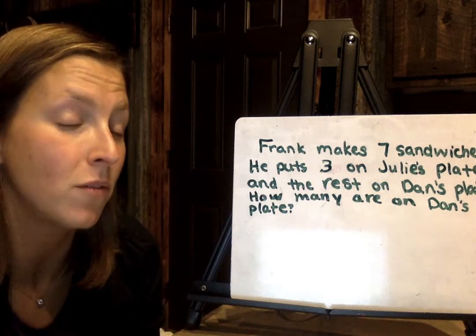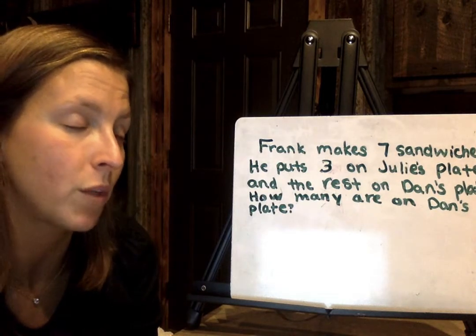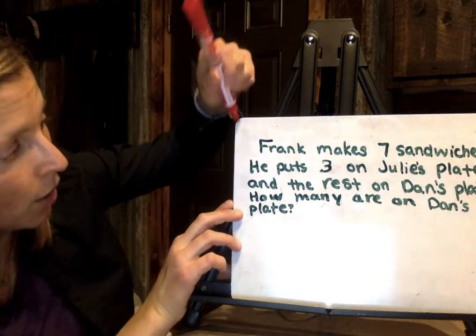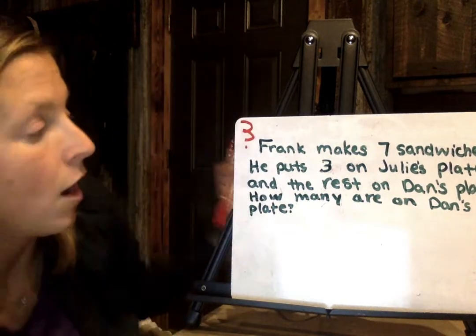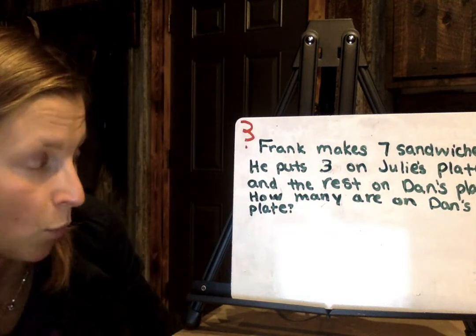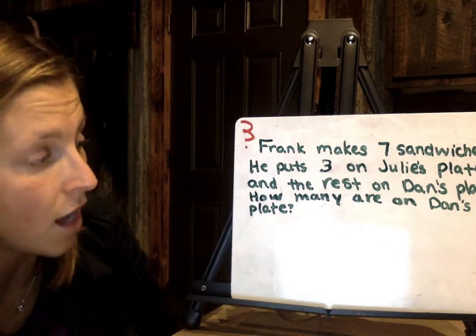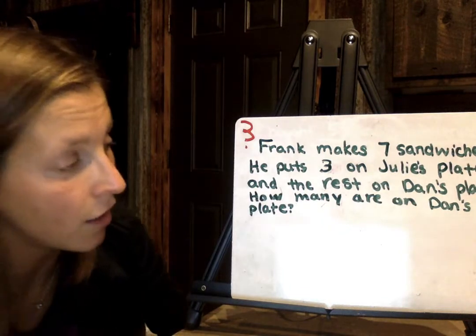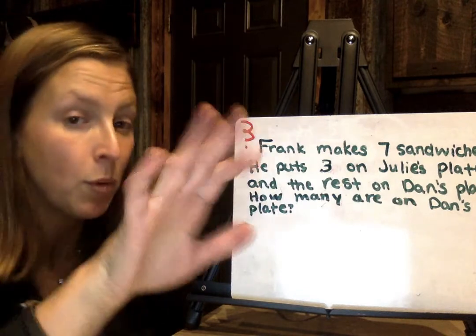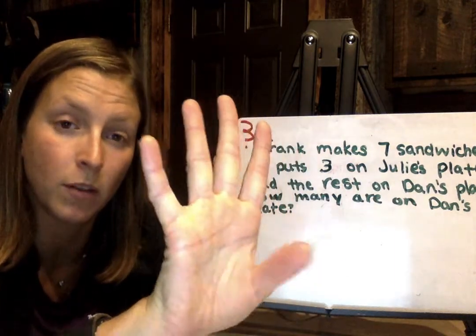So first, math mountain. I'm going to read it again. You're more than welcome to go ahead and start your math mountain for problem number 3. Frank makes 7 sandwiches. He puts 3 on Julie's plate, and the rest on Dan's plate. How many are on Dan's plate? I'm going to put my countdown, and then I'm going to show you my math mountain.